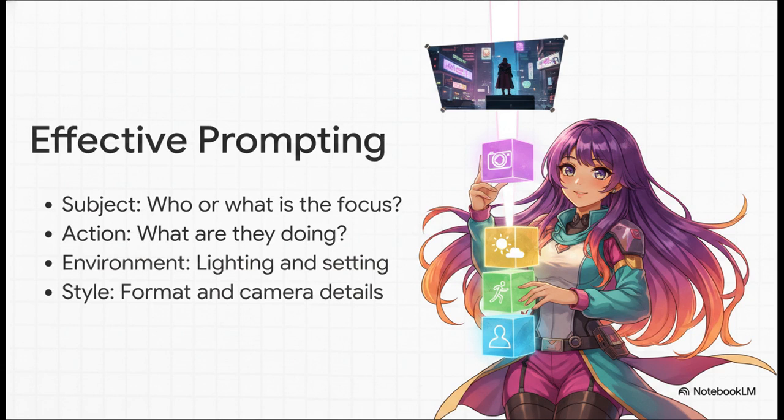Then, specify the environment or lighting. Think of phrases like golden hour, cyberpunk city, or foggy forest. Finally, dictate the style or format. Give the AI camera instructions like cinematic, 35mm lens, photorealistic, 4K. Stacking your prompt in this exact order gives the AI a perfect logical blueprint to work from.